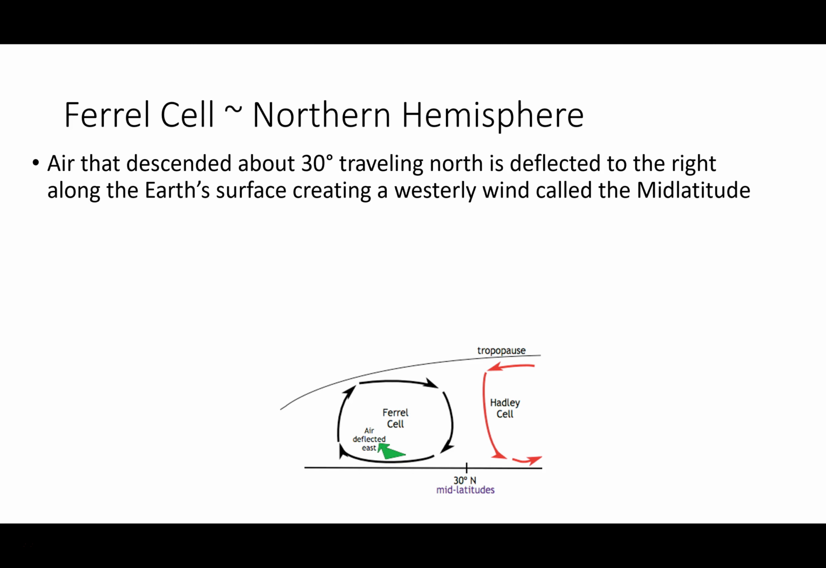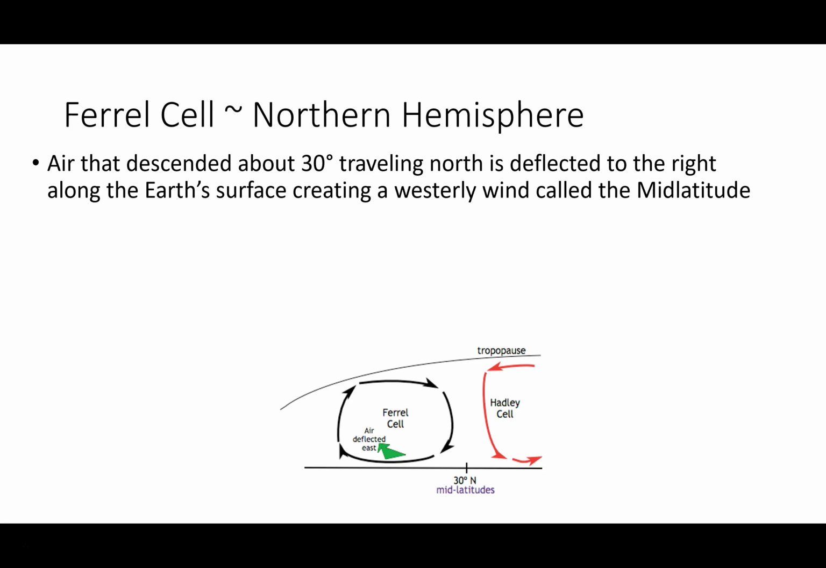Well, let's go up one cell. I think sometimes it has 2 L's and sometimes it has 1 L. I cannot spell. So the Ferrell cell is near and dear to our heart because we're in the Ferrell cell. So we need to pick up where we left off with the Hadley cell. This is the Hadley cell. We said this descending air, some of it goes this way, and some of it goes this way. And then here's the deal.